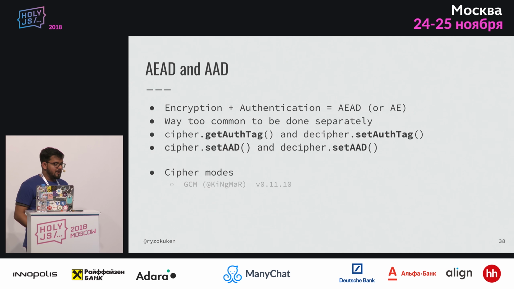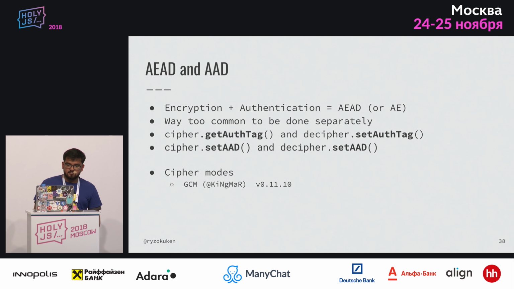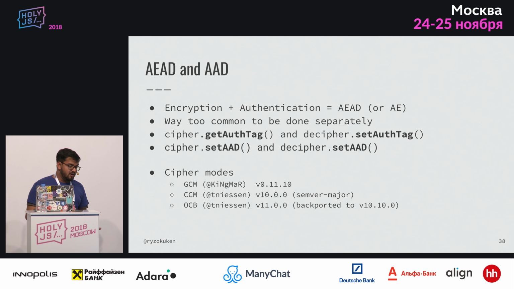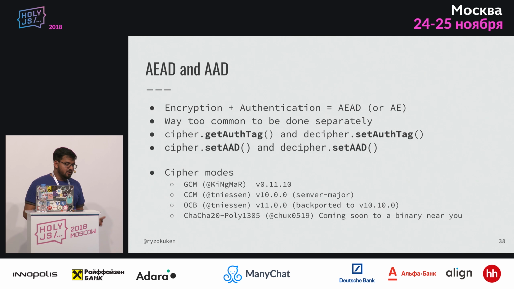We support a couple of cipher modes right now. So there's GCM, which was added by Ingmar Runge. It landed in Node 0.11.10. The CCM mode added by Tobias. It landed in V10. It was semi-major for some reason. That's how things happen. OCB mode was also added by Tobias. It landed in 11, and because it was not semi-major, it was backported to 10.10. And there's ChaCha20 with the Poly1305 padding scheme, which was added by Yongxing Xu, and I'm sorry if I pronounce their name really badly, but it's coming soon, so it's probably not released yet. I hope not. It wasn't when I last checked.